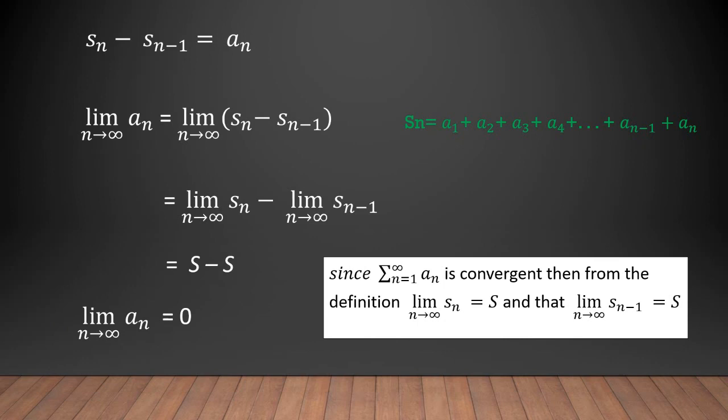So we were able to prove that if the series is convergent, then the limit of the sequence as n approaches positive infinity is equal to 0. Again, if the series is convergent, then the limit of the sequence as n approaches positive infinity must be equal to 0.